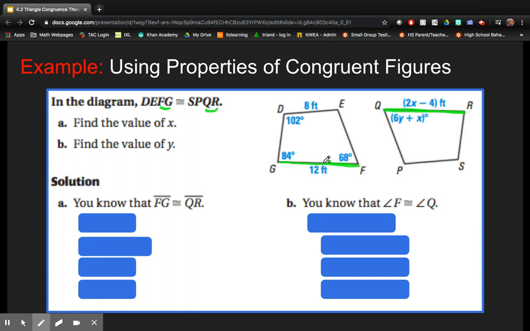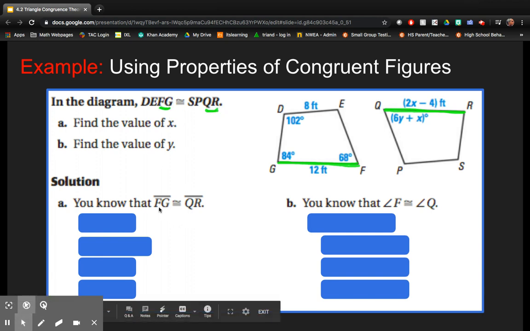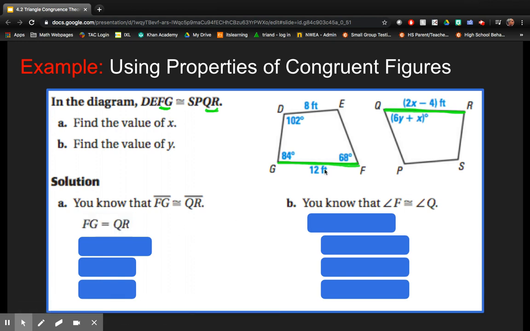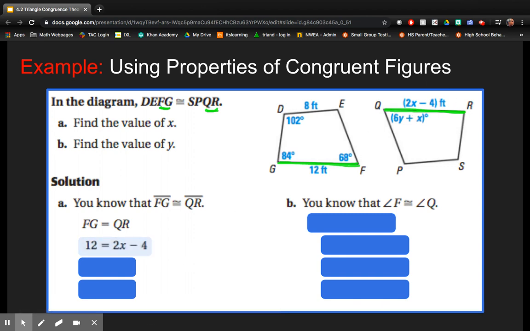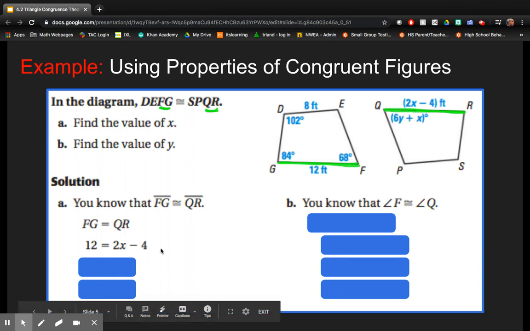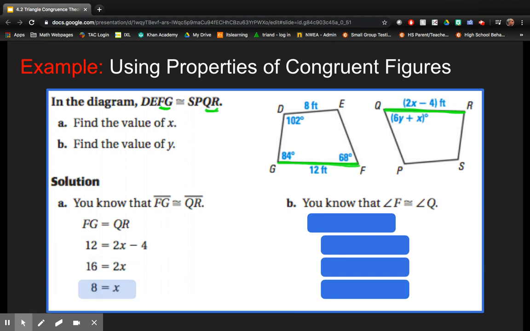This is going to allow us to write an equation that uses x in order to be able to solve for x. So now we know, according to our statement, that FG is congruent to QR. And we can replace FG and QR with their corresponding measurements in the diagram. FG is 12 and QR is 2x minus 4. And now I can simply solve for x by adding 4 to get 16 and dividing by 2 to get 8.